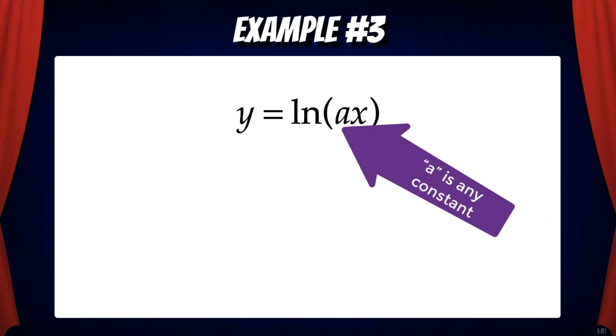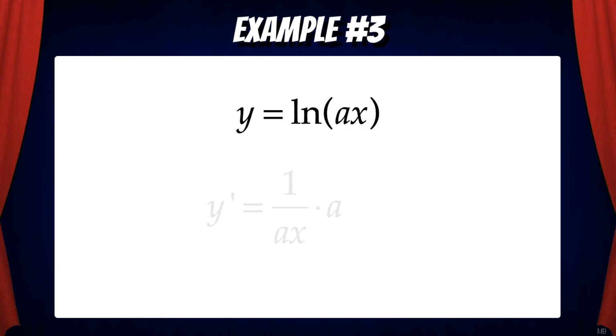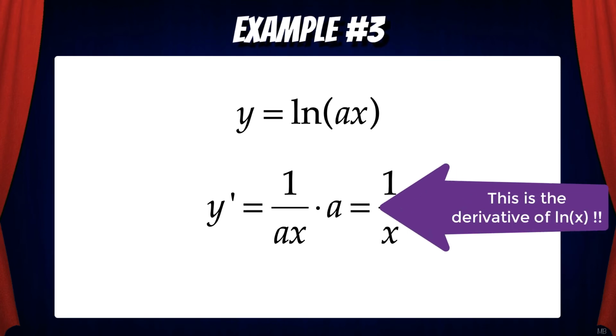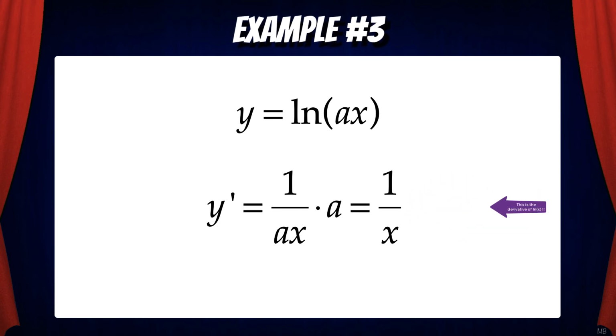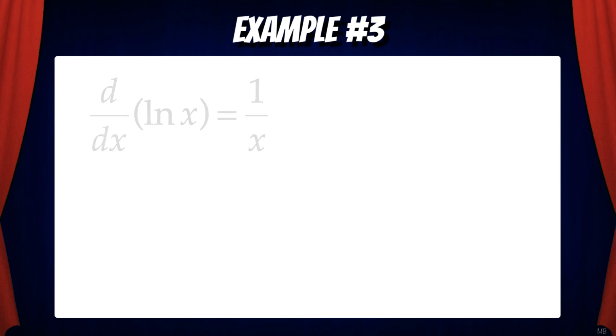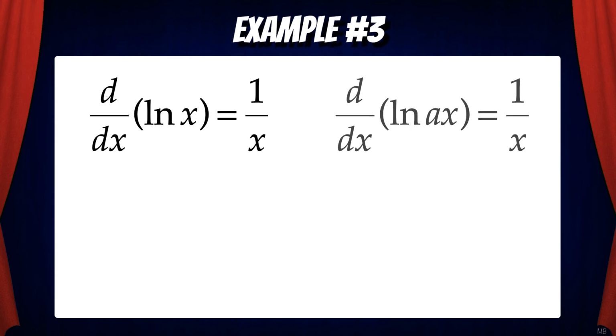What if we have y equals ln ax, where a is any constant? Well, the derivative, y prime, is 1 over ax times the derivative of ax, which is just a. That leaves us with 1 over x. But that's the same thing as the derivative of ln x. This is a curious property of natural log functions. The derivative of ln x is 1 over x. But the derivative of ln ax is also 1 over x.